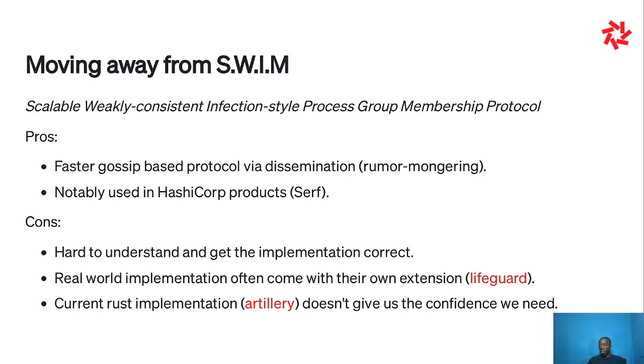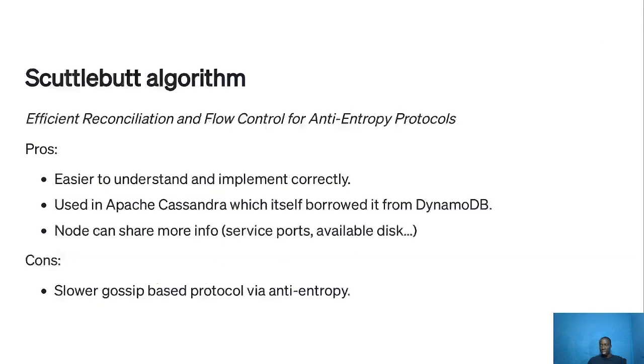The current implementation we use, which we found to be the best Rust implementation, was Artillery. But to be honest, this doesn't give us the level of confidence we needed, and that's why we started looking for alternatives. And that alternative we found was Scuttlebutt. The paper is titled Efficient Reconciliation and Flow Control for Anti-Entropy Protocols.